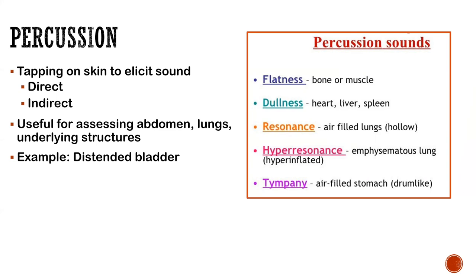And so here on this slide, you can see different percussion sounds. If it sounds flat, that's typically a bone or a muscle. If it sounds dull, that's typically heart, liver, spleen. If there's resonance, that means that it's air-filled or hollow. Hyperresonance means there are things like hyperinflated lungs, right? And then tympany, air-filled stomach. So a lot of these words probably mean nothing to you. And if I'm being honest, I've never percussed anything in my career. So it's really not used routinely, but we do still have to teach it to you.